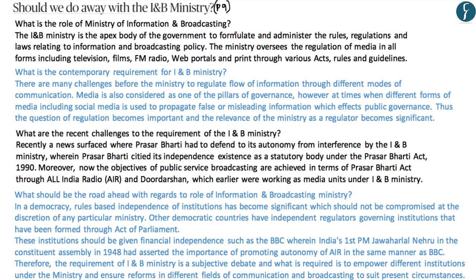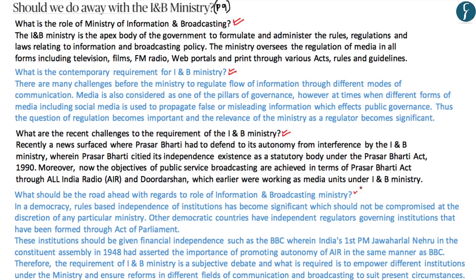Now hopefully up till here you have understood the views of the three articles on the recent debate on what should be done with the Information and Broadcasting Ministry, wherein you understand what has been said by the three authors with regards to the role of the Ministry of Information and Broadcasting, what is the contemporary requirement for the Information and Broadcasting Ministry, what are the recent challenges to the requirement of the Ministry, and finally what has been said by the three authors with regards to the road ahead with regards to the role of the Information and Broadcasting Ministry.